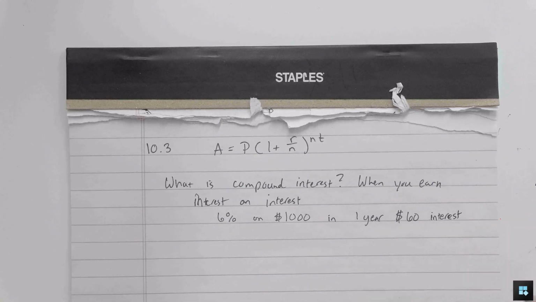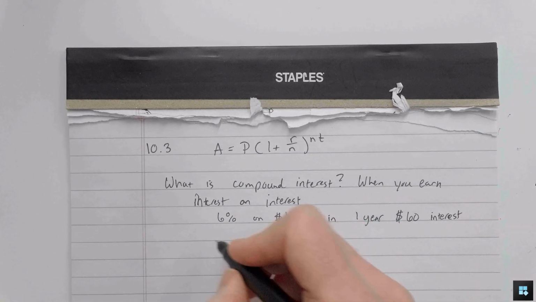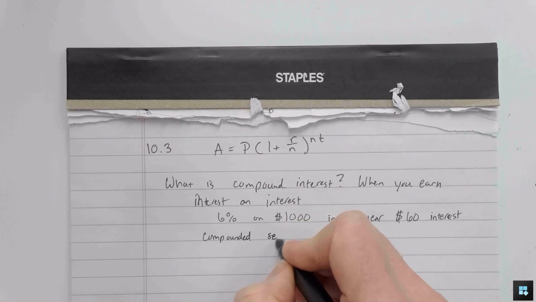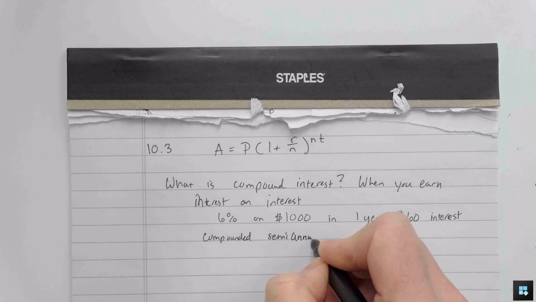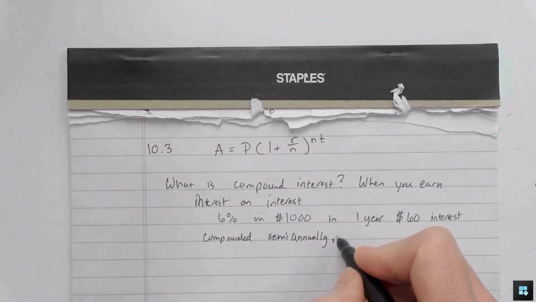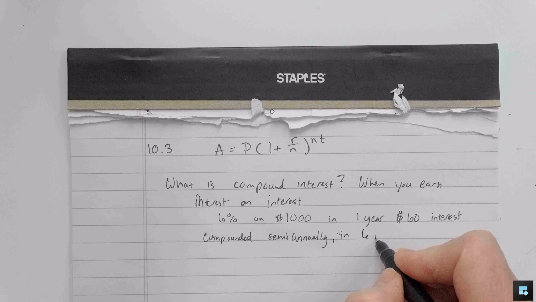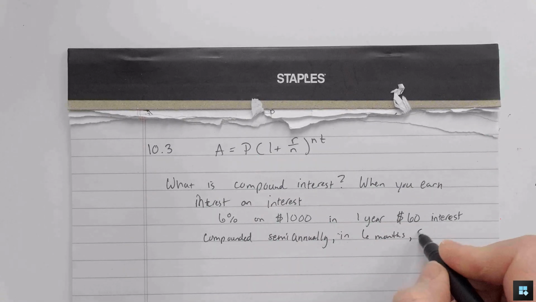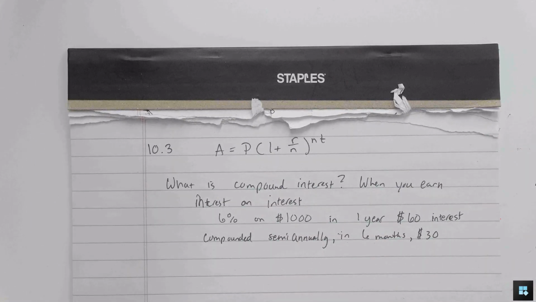However, if that had been compounded semi-annually, then in 6 months, you would have 3% interest. So you'd have $30. You're like, well, yeah, but 30 and 30 is still 60. Yes.